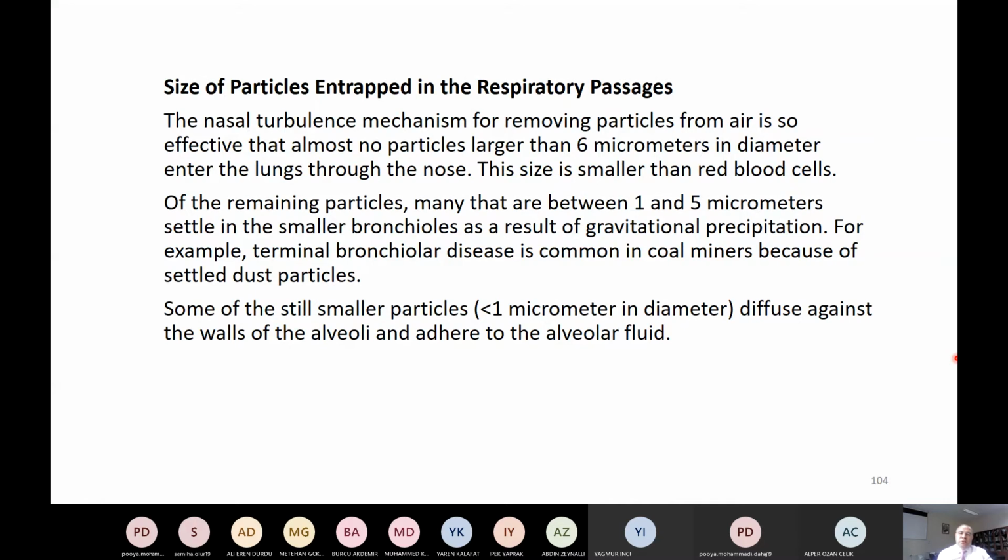Of the remaining particles, many of them between 1 to 5 micrometers settle in smaller bronchioles as a result of gravitational precipitation. For example, terminal bronchiolar disease is common in coal miners because of settled dust particles. Some of the still smaller particles diffuse against the walls of the alveoli and adhere to the alveolar fluid.